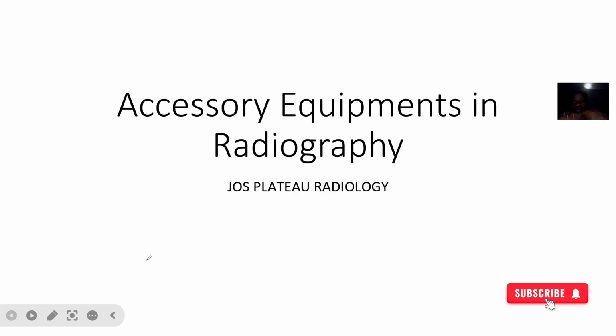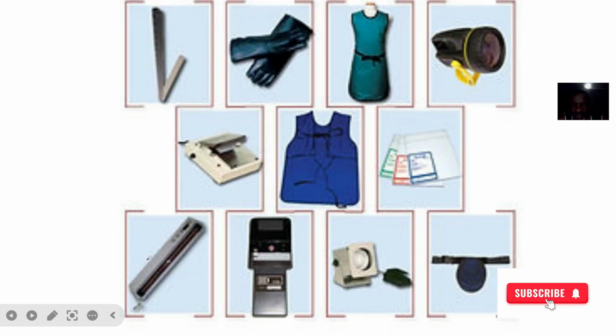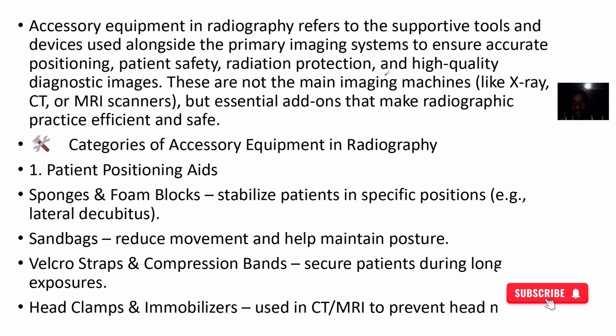So the main aim of this lecture is to list this accessory equipment, the different examples. Then for each example, we're trying to list what its use is. Accessory equipment for radiography are just supportive tools. They are not the main tools. They are used alongside the primary imaging tools.